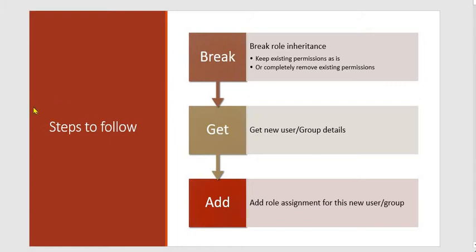Next, you need to make a call to the get endpoint, where we will need the information of the user or group to which you want to give the permission. So you need to get the details of that user or group. And the third and last part is adding the role assignment, wherein you will specify that for this particular user or group, you will be giving this particular permission like full control or contribute or read. So now let's jump into the flow where we'll see all the details.